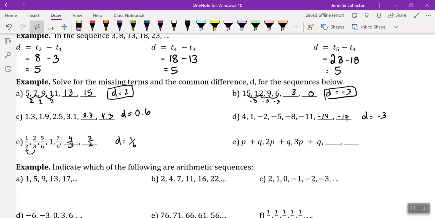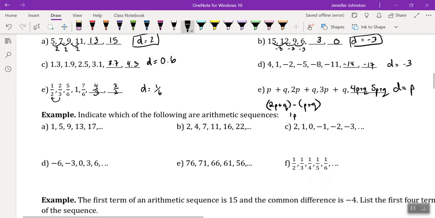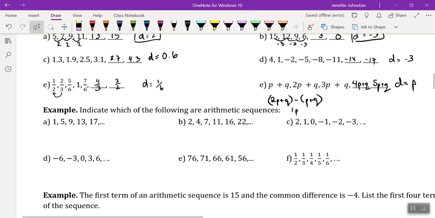And then this last one, let's check to see what the common difference is. We have 2p plus q, and we are subtracting that from p plus q. So 2 minus 1 is 1, so we get 1p, and q minus q, there's no q's. That means we are adding 1p every time. So our common difference here is p, so we're going to have 4p plus q here and 5p plus q here. The q just keeps following along, and the p is the one that increases in value.